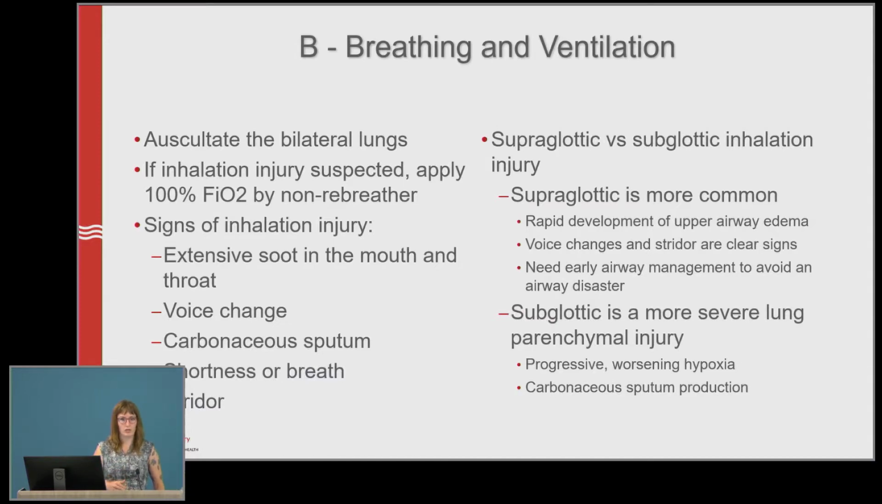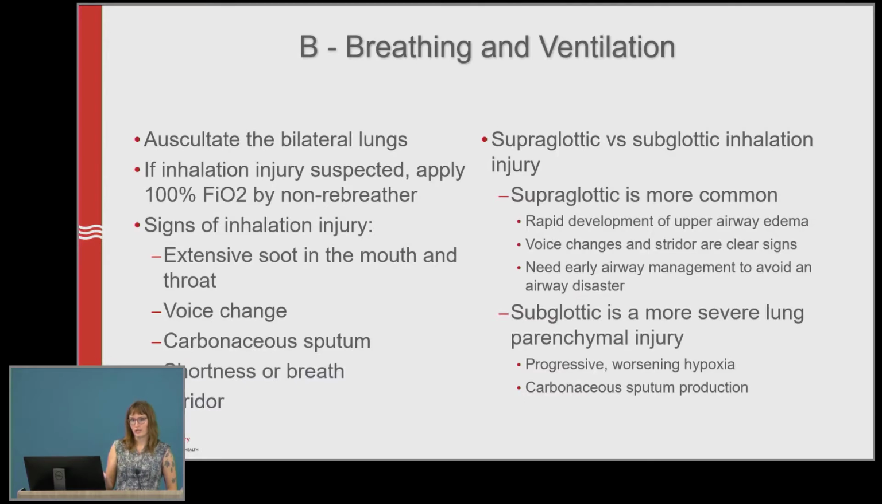A subglottic injury is more of what most people call a true inhalation injury. So that's going to be someone who breathed in the toxic products of combustion into their deeper airways. So it went into their bronchi and their bronchioles, and now those are coated in soot. That has two effects. It's going to cause almost a chemical burn to the bronchi and bronchioles, and it's going to have all of the heat effects as well. So they're going to be coughing up thick carbonaceous sputum, and they're going to have progressive hypoxia that develops over the course of the next usually 12 hours.